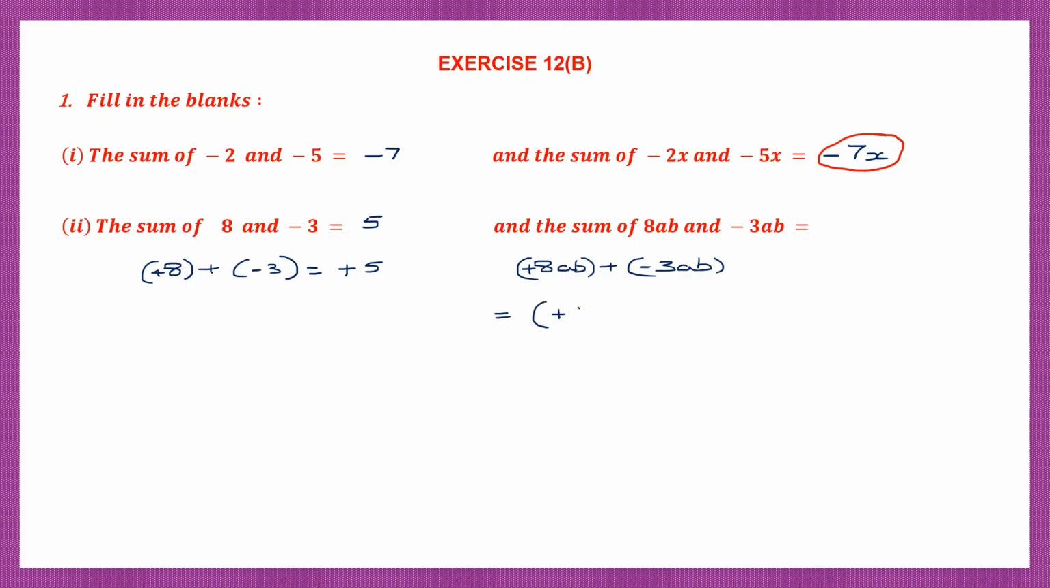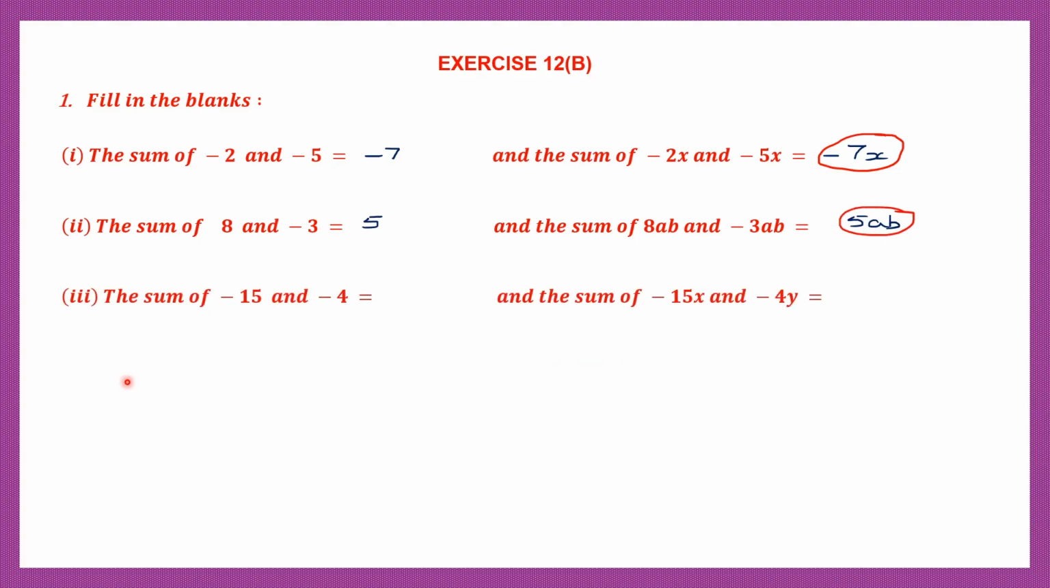So this is +8 plus -3. And since they're like terms, we write ab. Now here, this is +8 plus -3, and we got the answer as +5, and we just have to write ab. So what is our answer? 5ab. So we can write that here, 5ab. So this is our answer, 5ab.